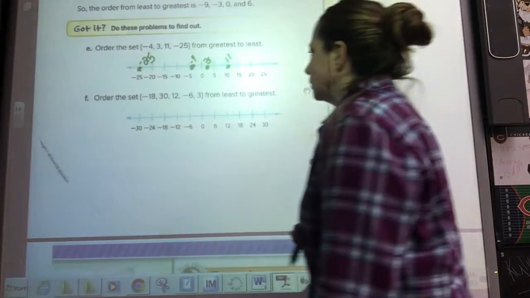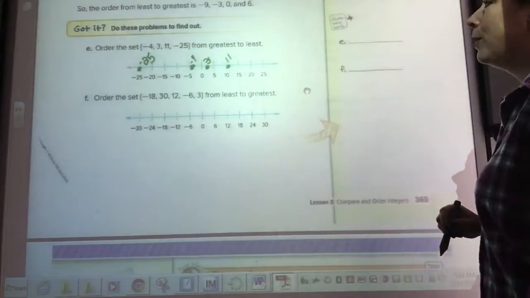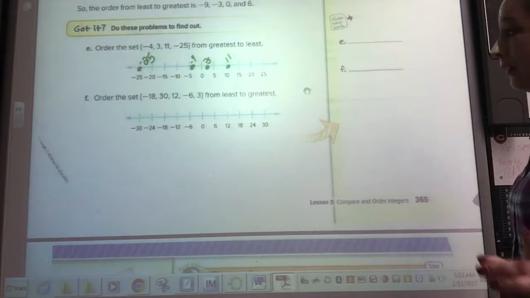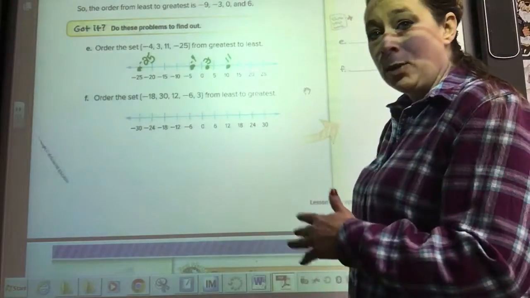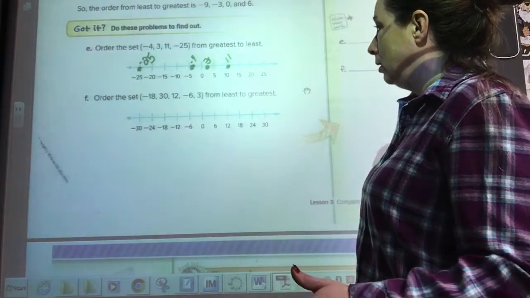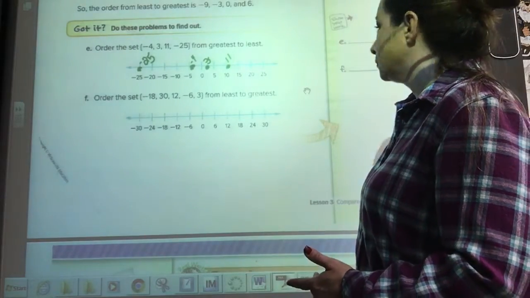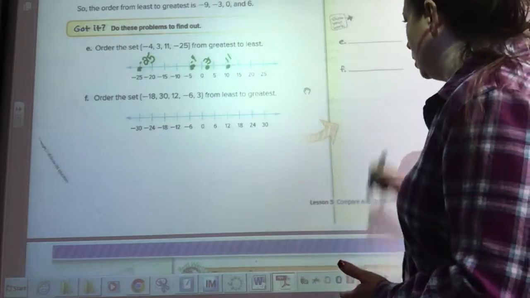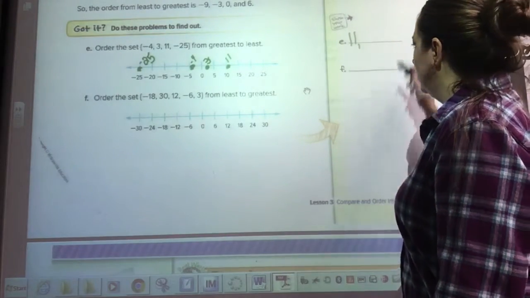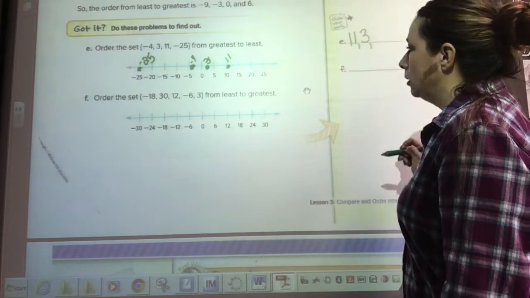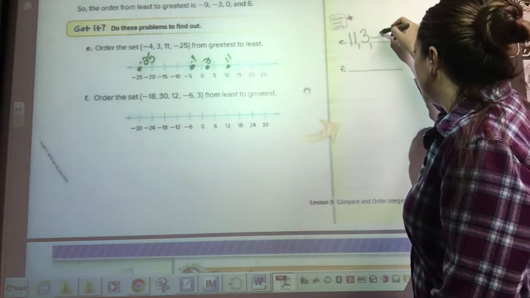-25. Okay. So order them from greatest to least. Now they flipped it on you. Okay? So we want to order from greatest to least, having the most to having the least. What's going to be having the most? Okay, $11 is having the most. Then what? Having 3. Then owing 4, that's not fun.